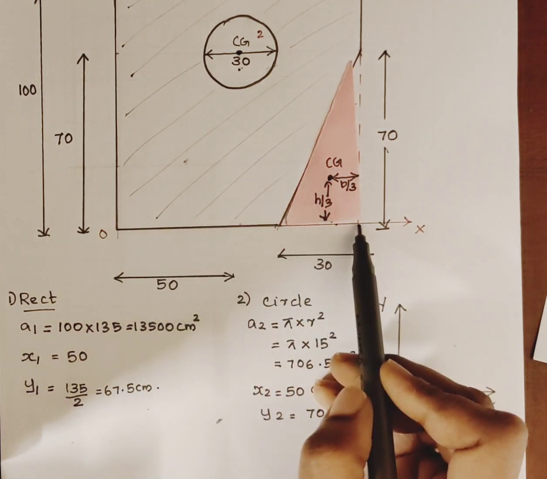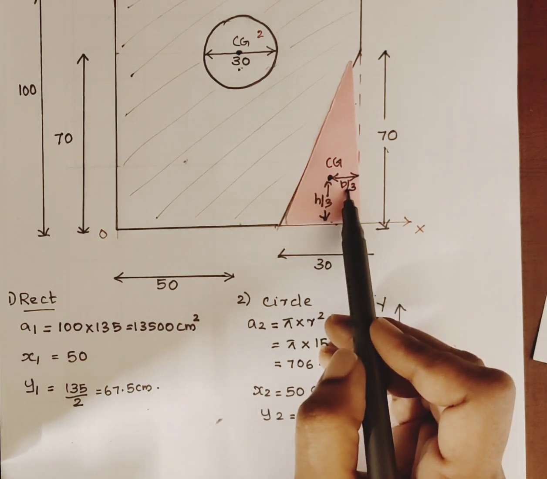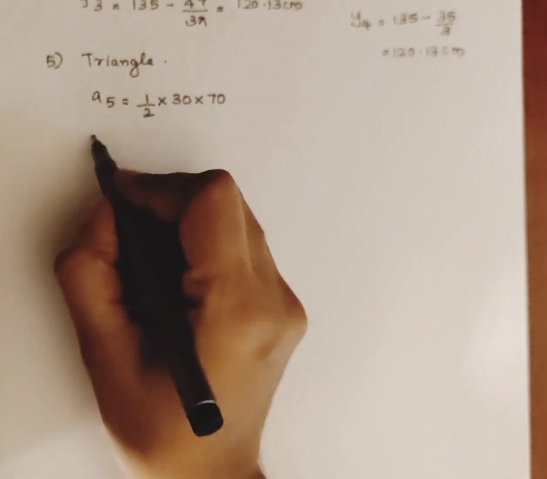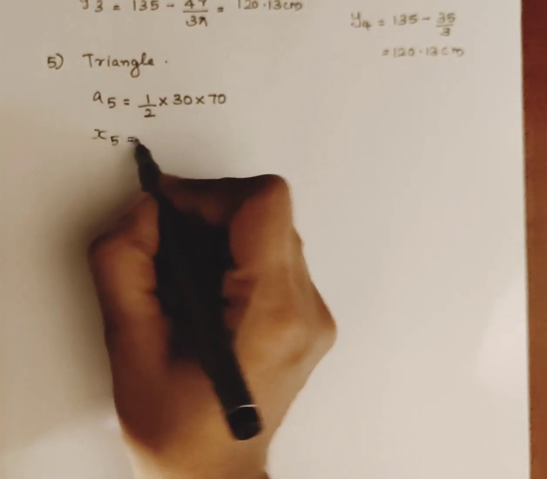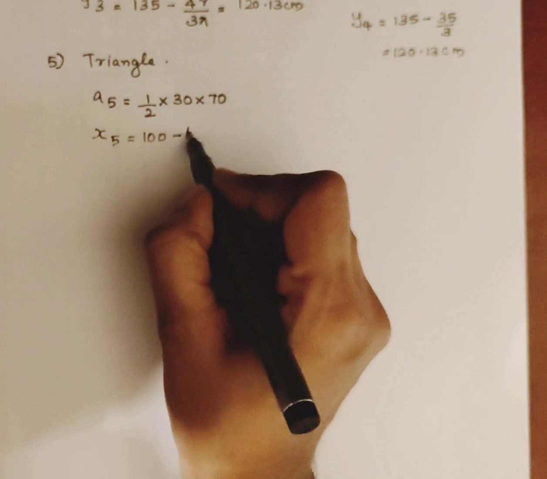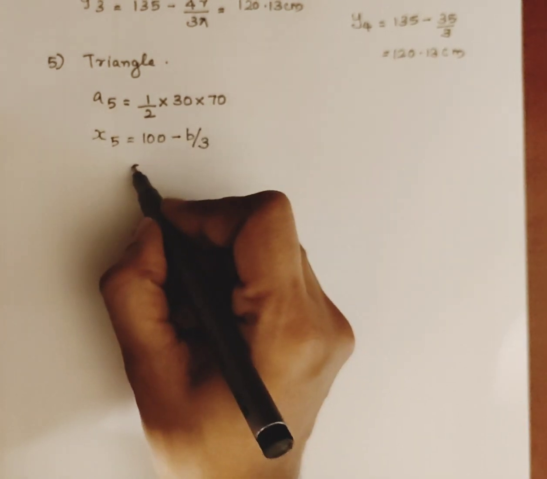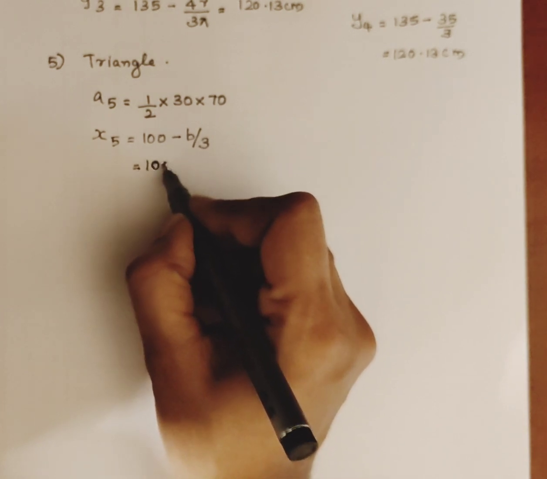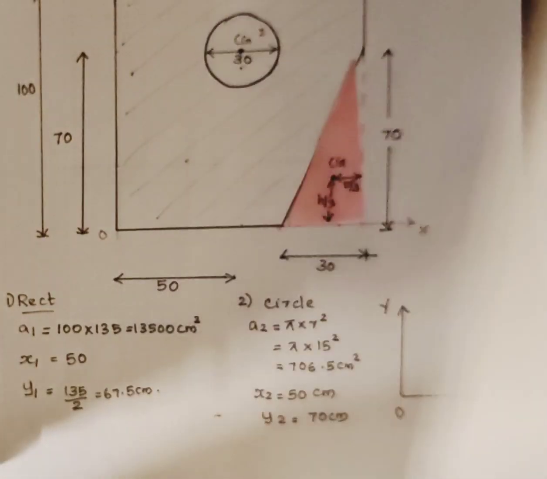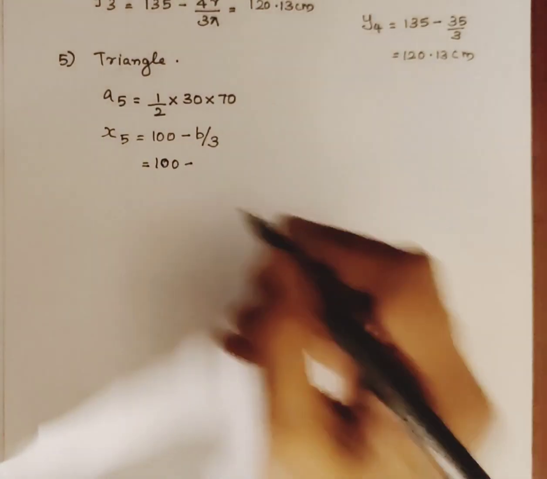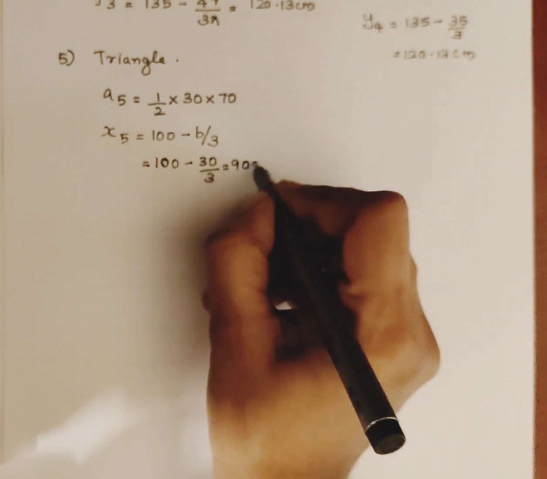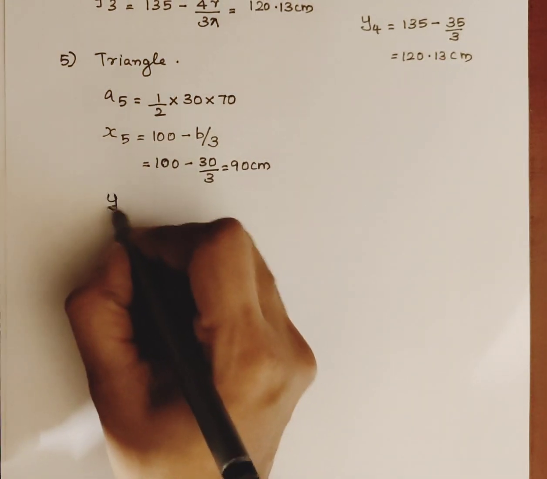So this total width is equal to 100 minus b by 3. So x5 is equal to 100 minus b by 3, that is equal to 100 minus base width. Base width is 30 by 3, that is 90 centimeter. So now next is y5.